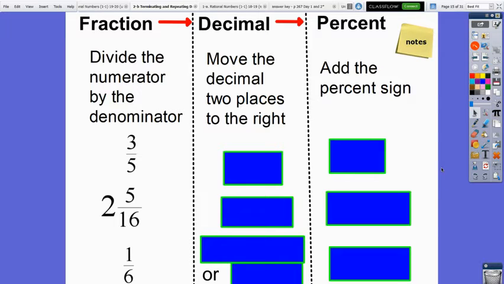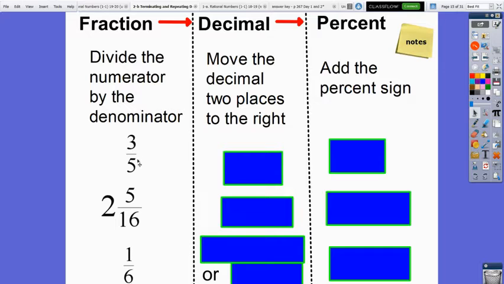There's a PDF posted in Classroom if you're at home, or if you are in the classroom, there's a yellow handout that you should have in front of you to fill in as we go through this process. All right, so to convert a fraction to a decimal, you divide the numerator by the denominator. That's what we did on Tuesday.